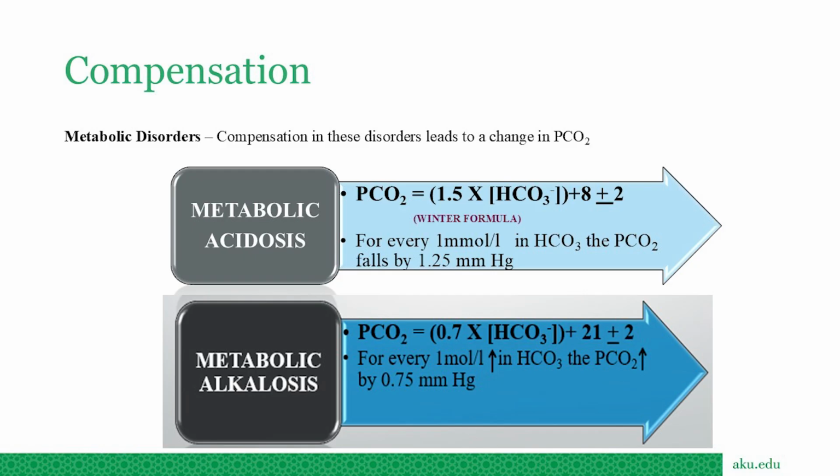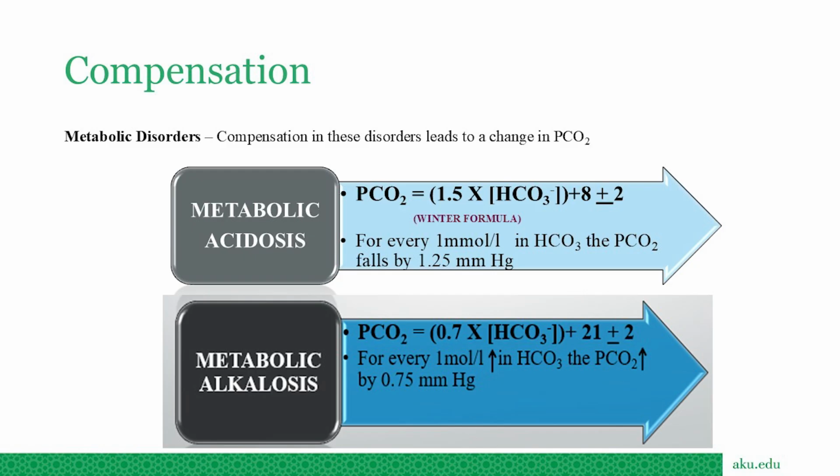Along with that, what is compensation? As we discussed before, compensation of the metabolic disorders, how does it take place? By the changes in carbon dioxide. If there is metabolic acidosis, there is a decrease in the bicarb, for which there is a decrease in carbon dioxide level. The exact value of the PCO2 that we see in metabolic acidosis can be calculated using the mentioned formula, which is called the Winter formula.